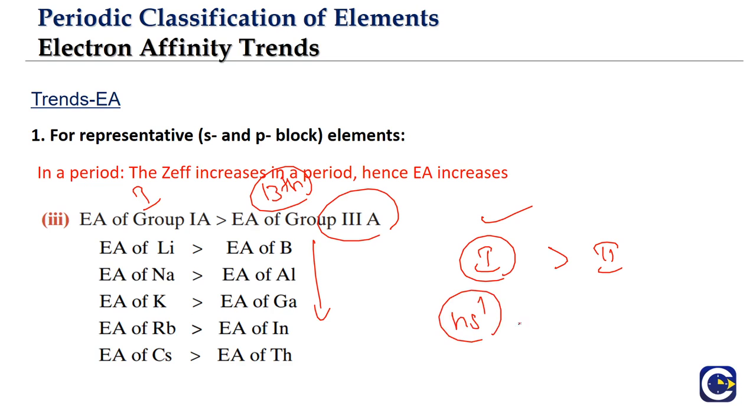Again, the reason: 1A means you will have an ns1 structure. By giving an electron, you will be reaching a stable ns2 structure. The extra stability coming here means that we are going to get even more energy than when we add an electron to the 3A group or the 13th group. So these are the anomalies that we will have in the electron affinity trend in a period.